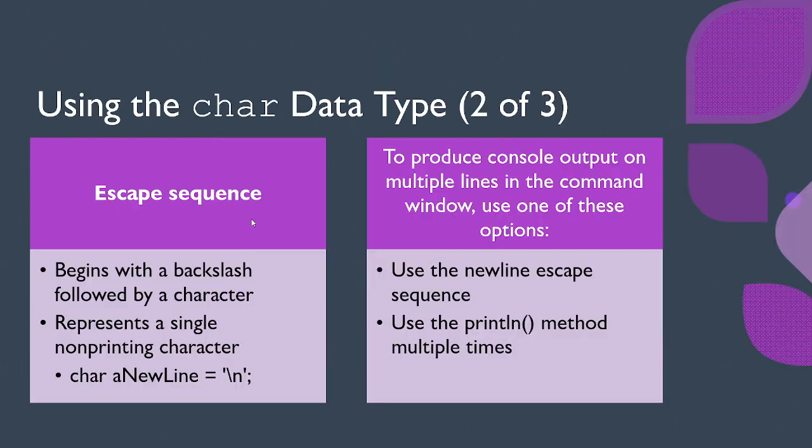All right, so the escape sequences that we mentioned, you begin those with backslashes and you follow them by a character. This is a non-printing character that tells the computer what to do. To produce console output on multiple lines, you can use the backslash n, or new line escape sequence. Or you can use the println method multiple times, and that gives you that. That's basically passing in an escape sequence by using println. It's faster to use the escape sequence.